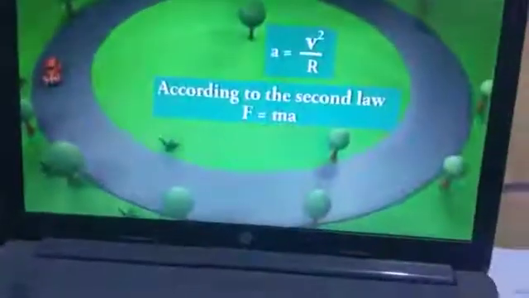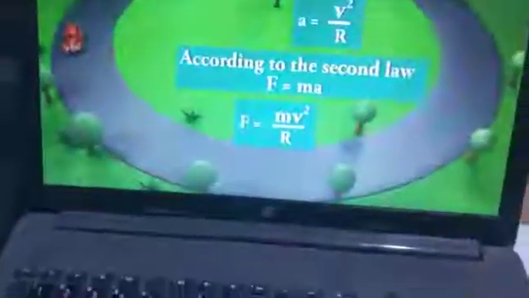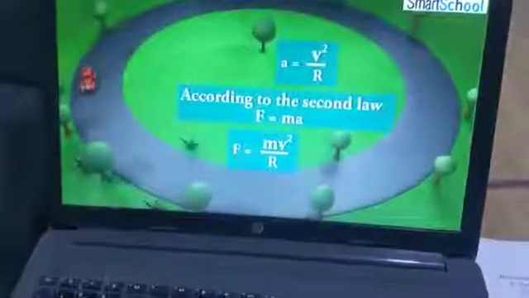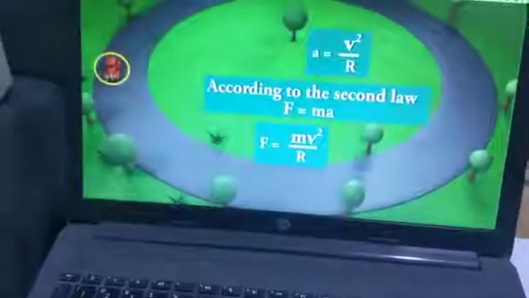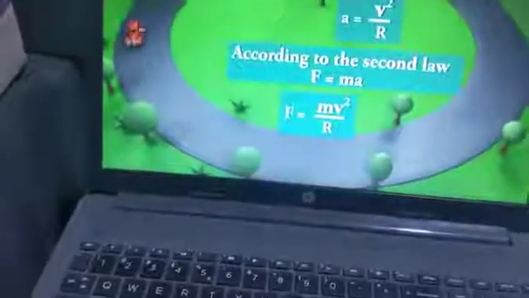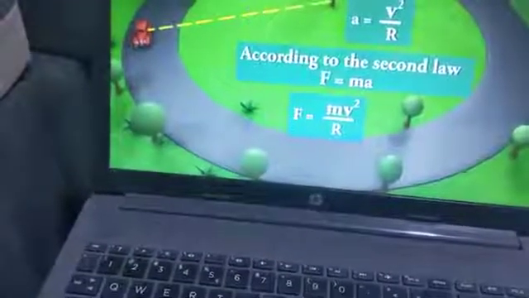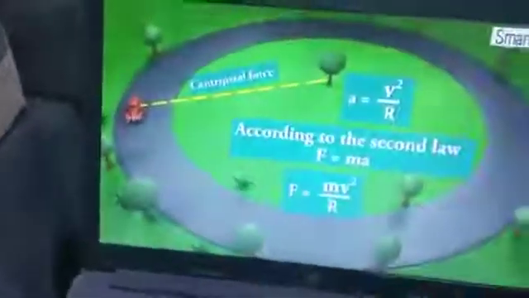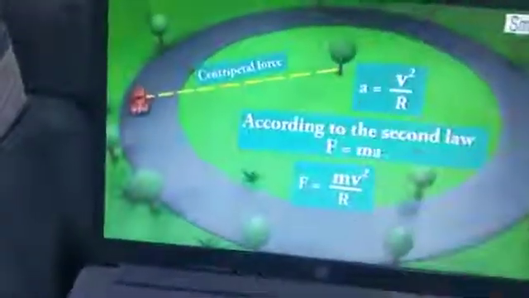From Newton's second law of motion, force is equal to mass times acceleration, and this acceleration is equal to v squared over r. When you substitute v squared over r, F is equal to mv squared over r. Now you can see this car is following a circular path. The centripetal acceleration is always acting towards the center of the circle, in the direction of the centripetal force.